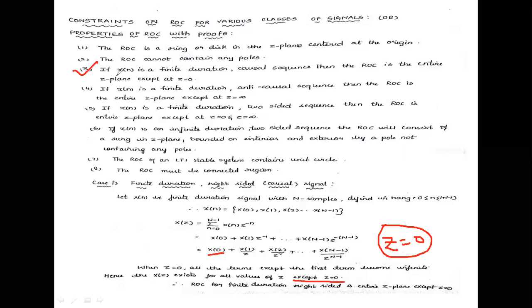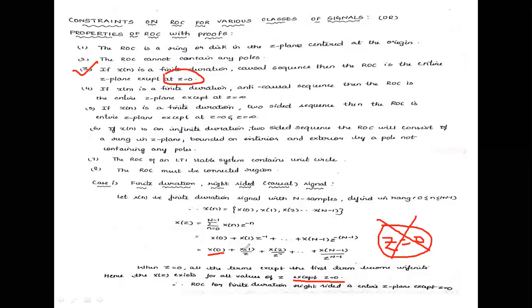This is the third point, my students. X of n is a finite duration, finite meaning 0 to N minus 1 here, causal sequence, nothing but right-sided. Then the ROC is the entire z plane except z equal to 0. Entire z plane means for all values of z, the function X of z exists. But when z is equal to 0, the function X of z becomes infinite, so it does not exist. For the remaining values of z, it exists and we get a finite value.